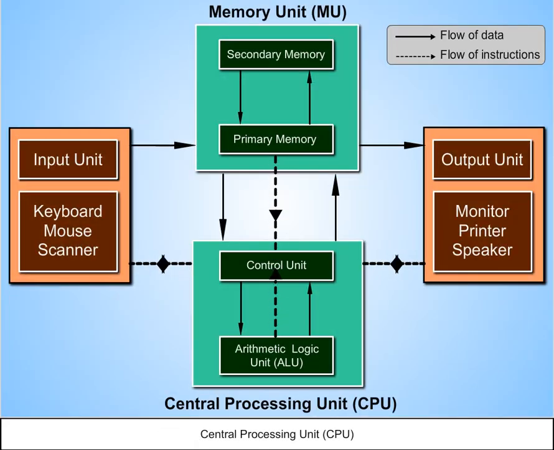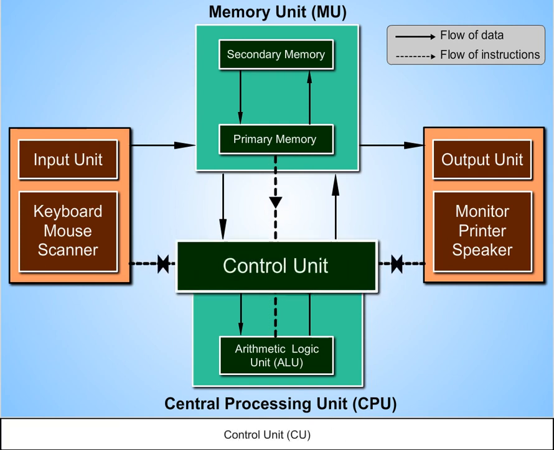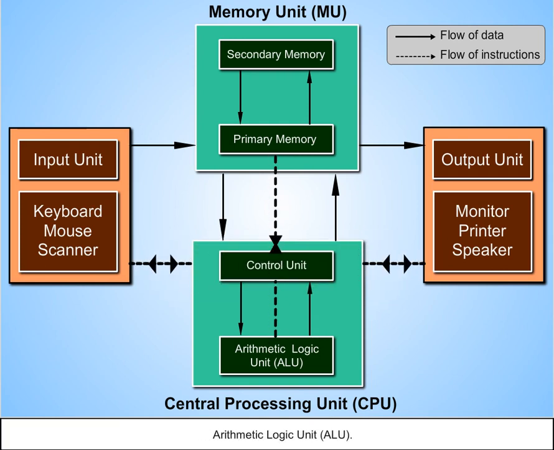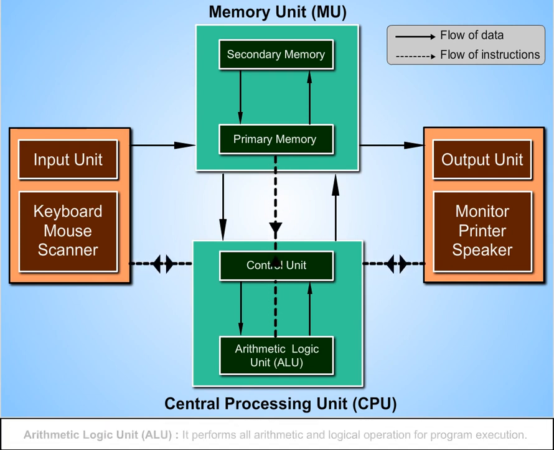Central Processing Unit CPU. The CPU is the heart of the computer. This unit actually executes instructions. The major sections of CPU are Control Unit CU, Arithmetic Logic Unit ALU. Control Unit CU controls the operations that take place in various parts of a computer by sending electronic signals. Arithmetic and Logical Unit ALU performs all arithmetic and logical operations for program execution.